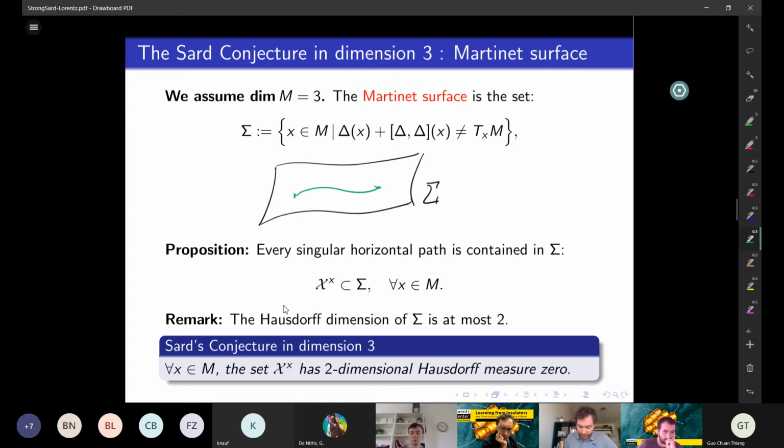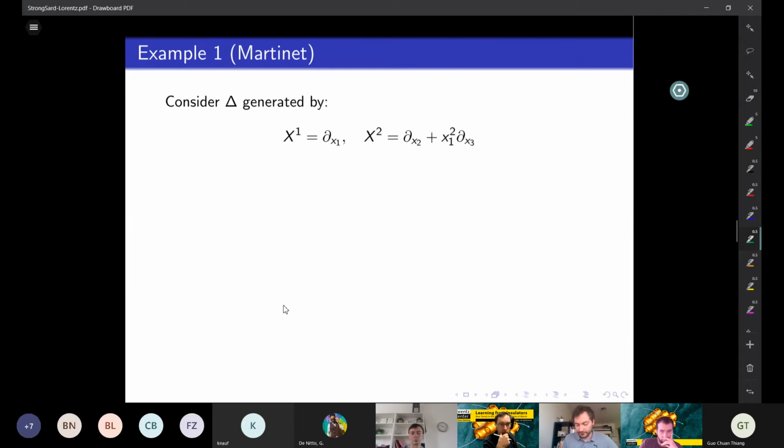So in particular, the Hausdorff dimension of sigma is at most 2, and therefore the Sard conjecture, as we posed just before, is true. But here we can say a little bit more. The strong Sard conjecture, or the Sard conjecture in dimension 3, is that the set of critical values has 2-dimensional Hausdorff measure equal to 0. This is the Sard conjecture in dimension 3. It's expected to be something a little bit stronger. Now let's look at a couple of examples of what is going on here.